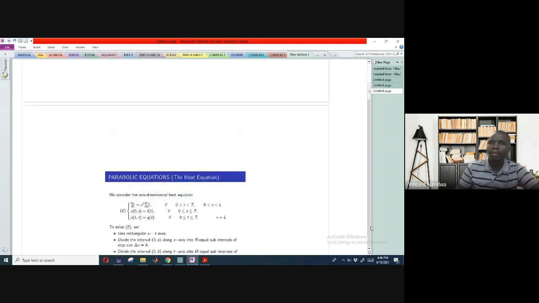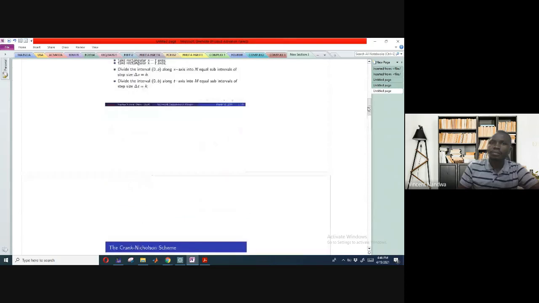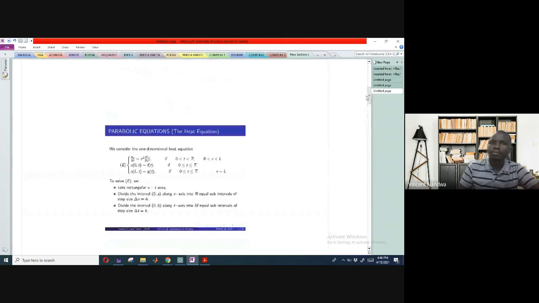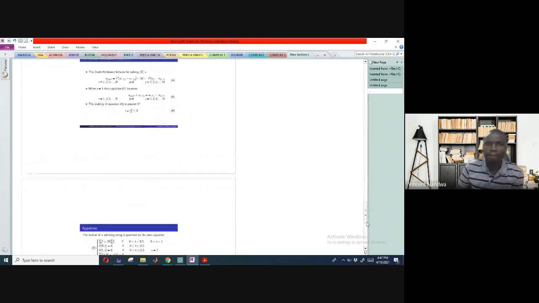So this is how a hyperbolic equation looks like. This is same as the wave equation. So let's derive the scheme for solving this.